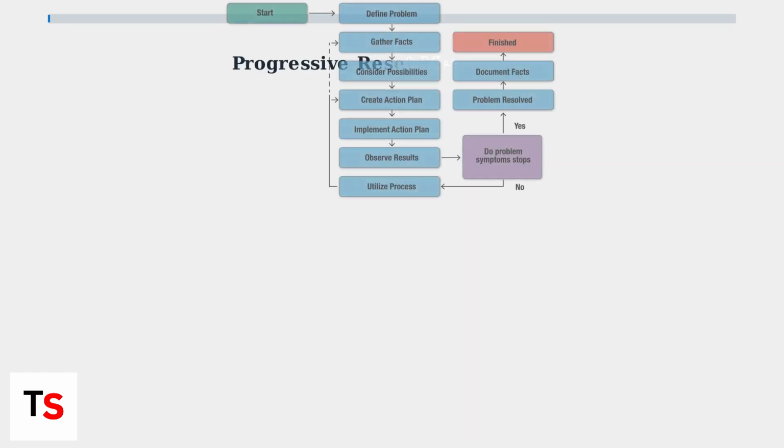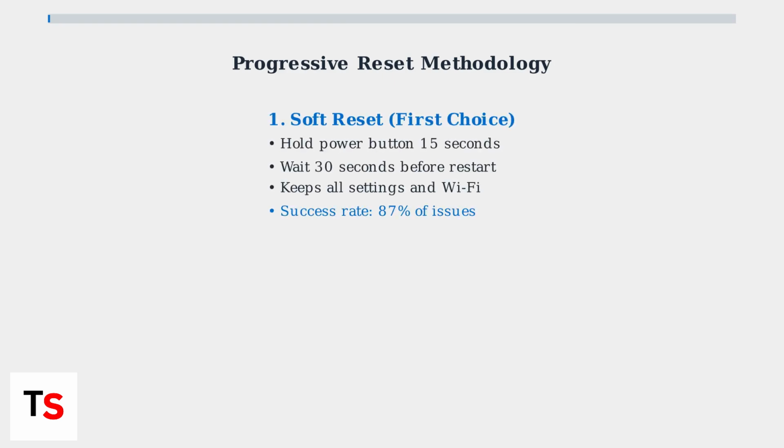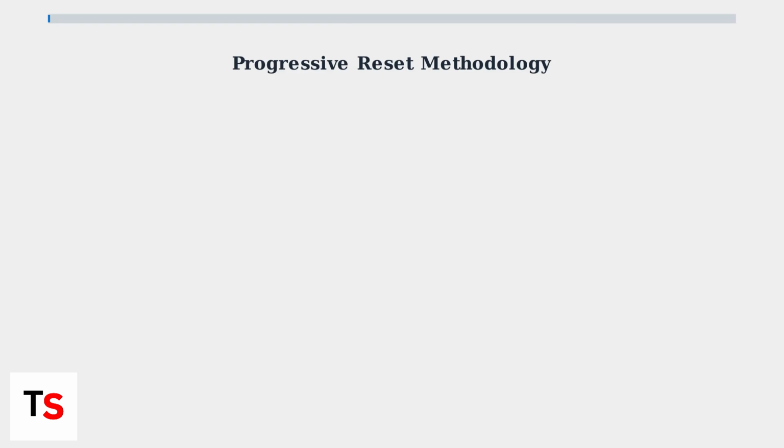If troubleshooting steps don't resolve the issue, use a progressive reset approach. Start with the least disruptive method and escalate only if necessary. Step 1. Soft reset. Hold the power button for 15 seconds until the device shuts down completely. This resolves 87% of common performance issues while preserving your settings.